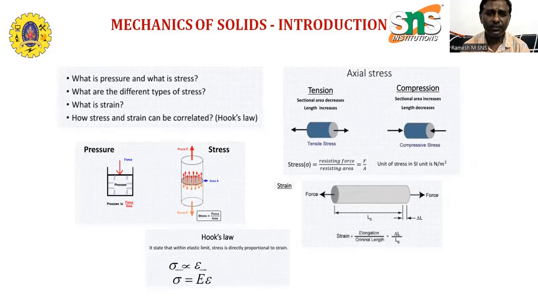Then, if a compressive force acts upon a material, the stress induced per unit cross-sectional area is called compressive stress. Compressive stress means we are going to compress it. So the length of the material on which the force acts will be reduced. That kind of stress produced on that material is called compressive stress.